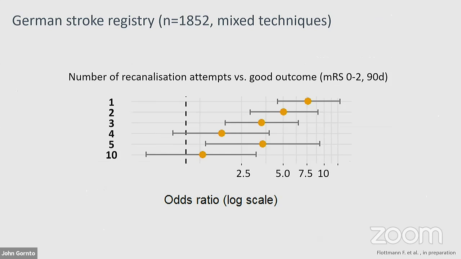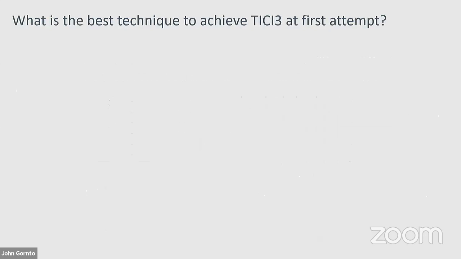And again, it's absolutely clear for the first three retrievals, but with the fourth and fifth, it's a bit more difficult. I suspect if we put them together, there's still a marginal therapy effect. So probably it's not a very valid message to say, okay, after three retrievals we should stop. Probably it's better to still attempt another recanalization. So what is the best technique to achieve TICI 3 at first attempt?